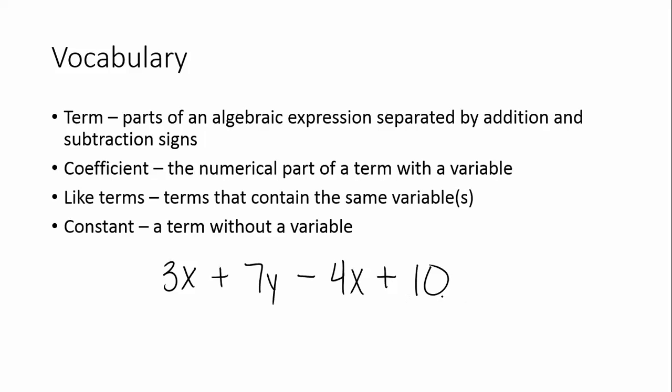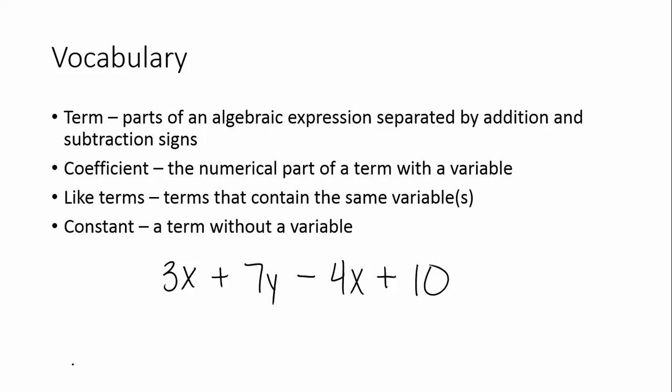Coefficients are the numerical part of a term that has a variable. So look at all the terms with variables, 3x, 7y, and minus 4x. The coefficient is the number, so the 3 that's in front of the x, the 7 in front of the y, and the negative 4 in front of the x. Like terms are terms that contain the same variables. So a like term, anything that has the x, you can see you have two terms here that have x's. So these are like terms, 3x and the minus 4x. And then the constant is the number 10 back here that doesn't have a variable on it.